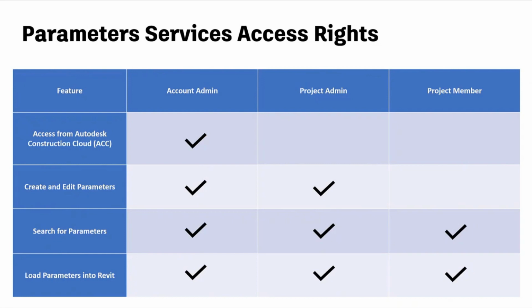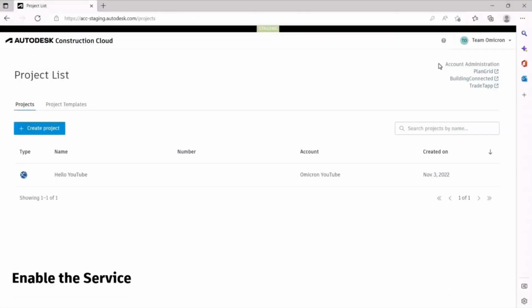And then for the project members, they can access this information, search for parameters, and then load those shared parameters into their Revit environment. So this is how we enable the service within the Autodesk Construction Cloud.